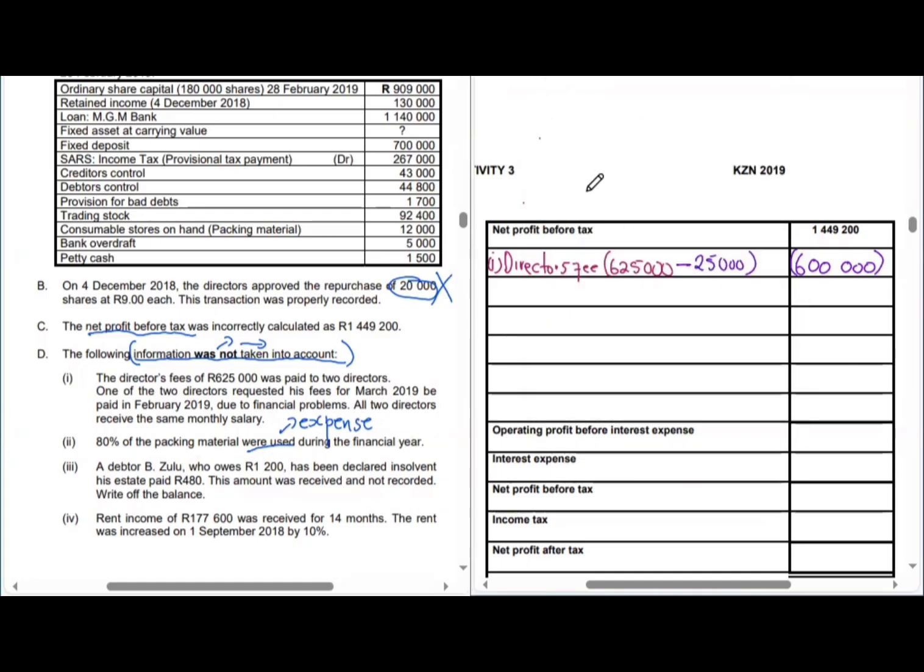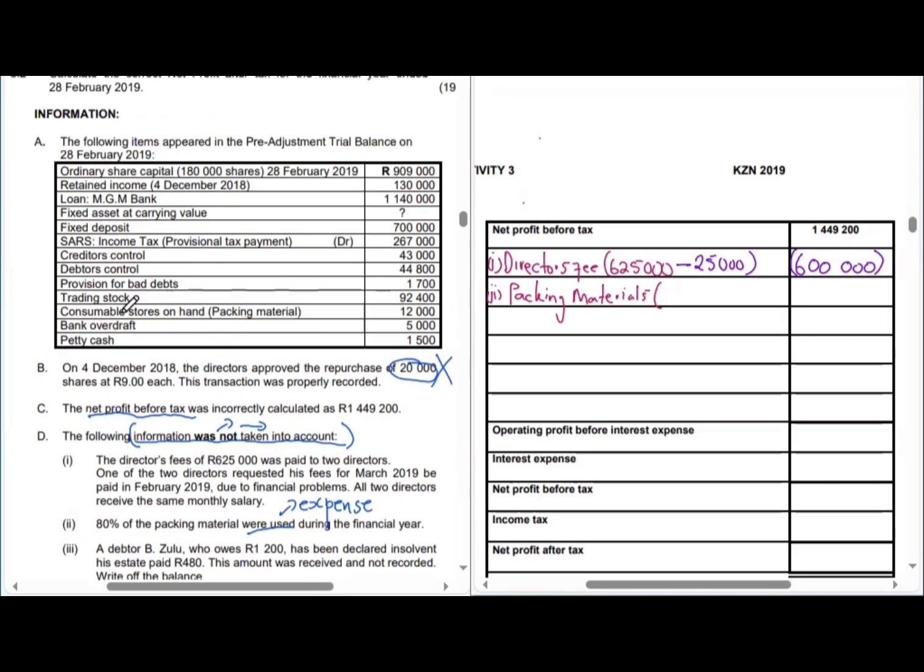So we are going to say transaction number 2, it's going to be what? Packing materials. And then under packing materials, guys, let's go to our trial balance. Under our trial balance, we have consumable stores on hand, which is packing material. Consumable stores on hand, it's very important.